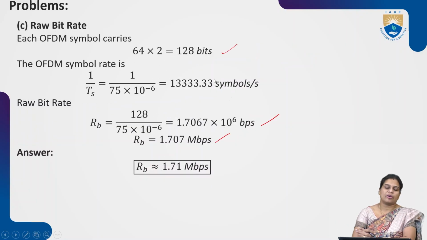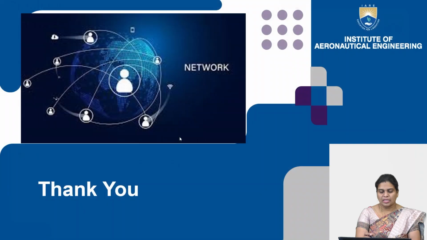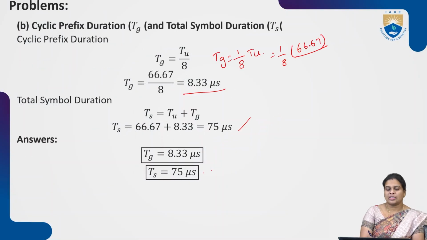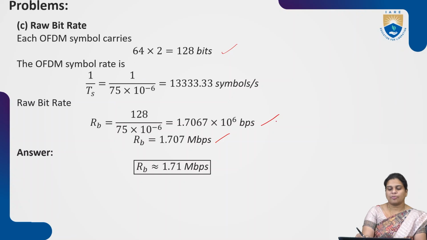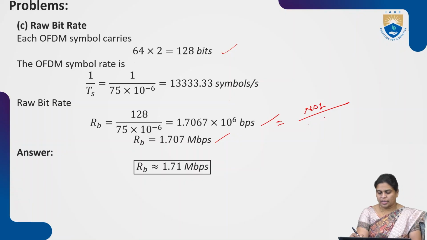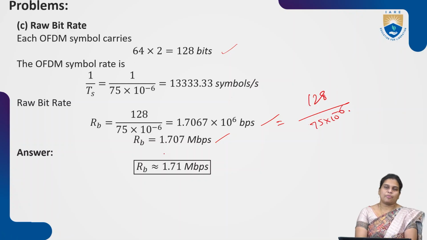The OFDM symbol rate equals 1 by TS value. Again find out the bit rate. RB equals RS by OFDM symbol duration, so the total number of bits is 128 by 75 into 10 power minus 6. That is the TS value, 1 by TS equals 75 into 10 power minus 6. So here we are finding the number of bits, 128 bits by 75 into 10 power minus 6. That is 1.707 megabits per second. RB equals 1.71 megabits per second. So this is the bit rate.